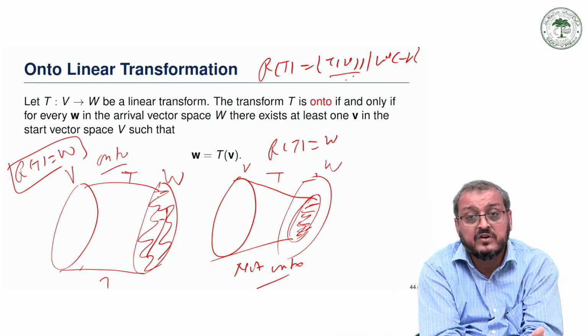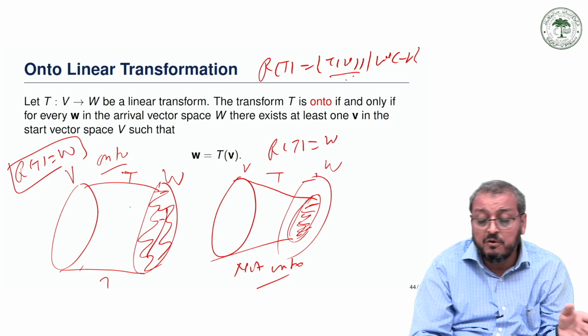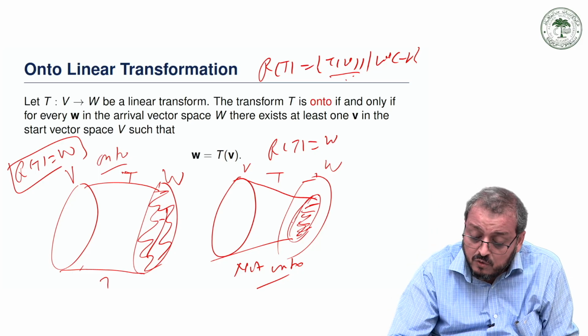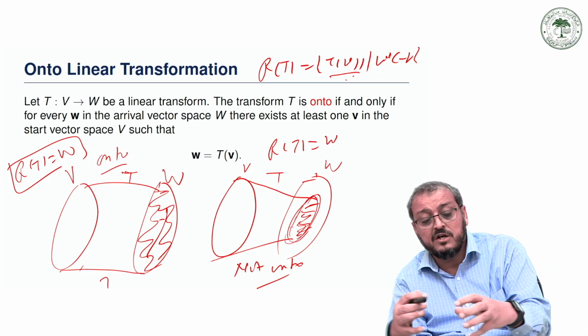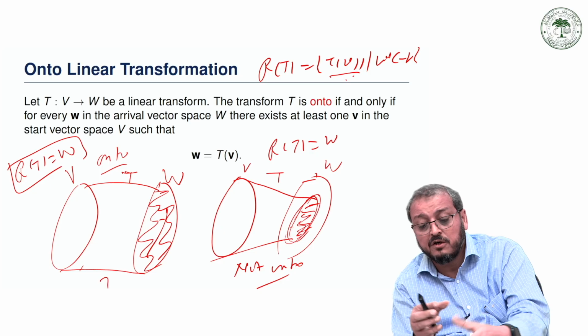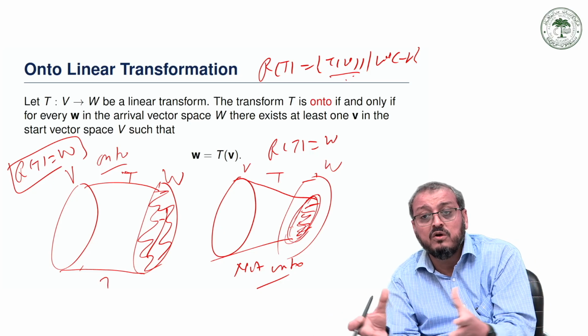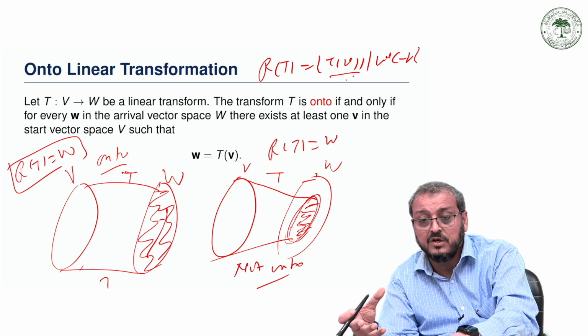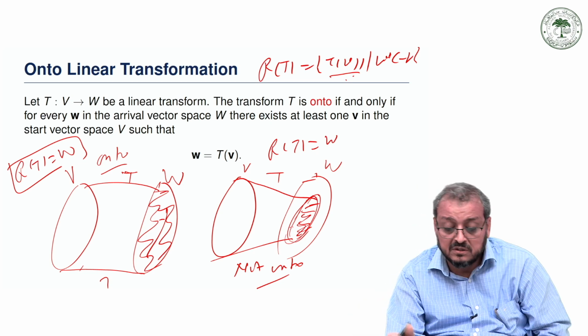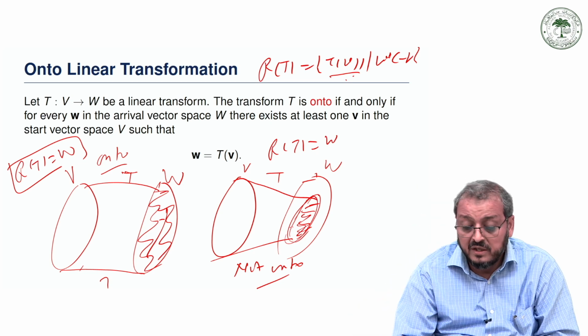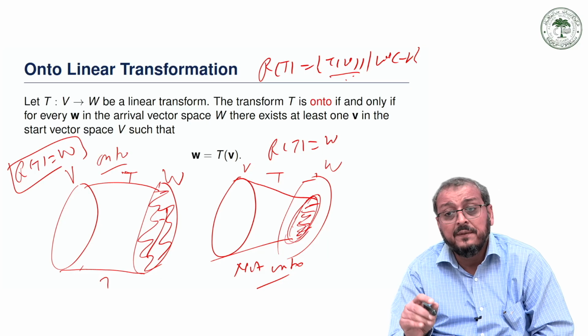If in this form, we can say that this is onto, but in this case we have mapping into a subset of W. This is a proper subset of W, and then the range of T is not equal to the whole of W, but is a proper subset of W. In this case, the second one is not an onto map.